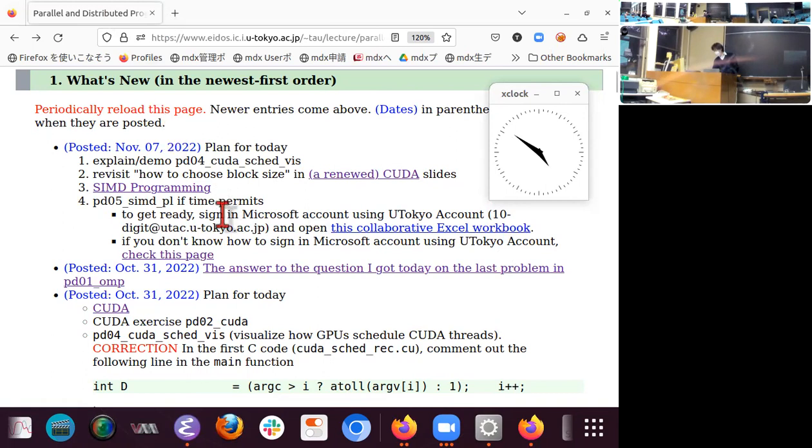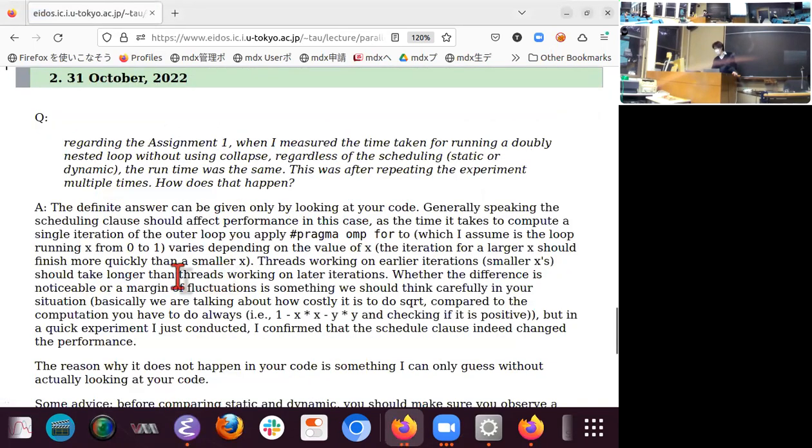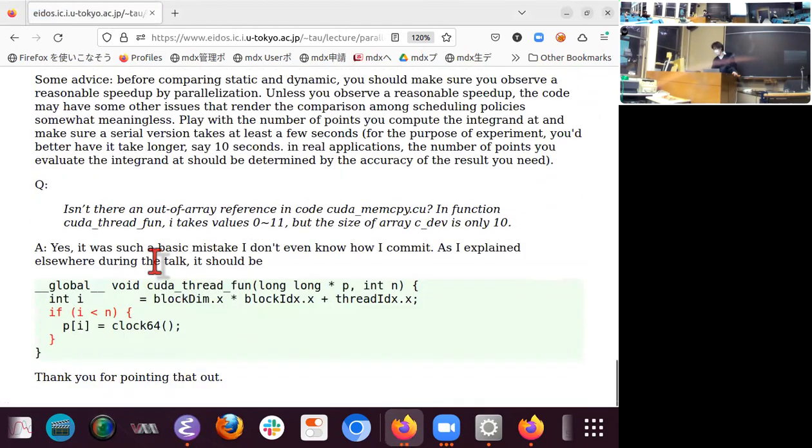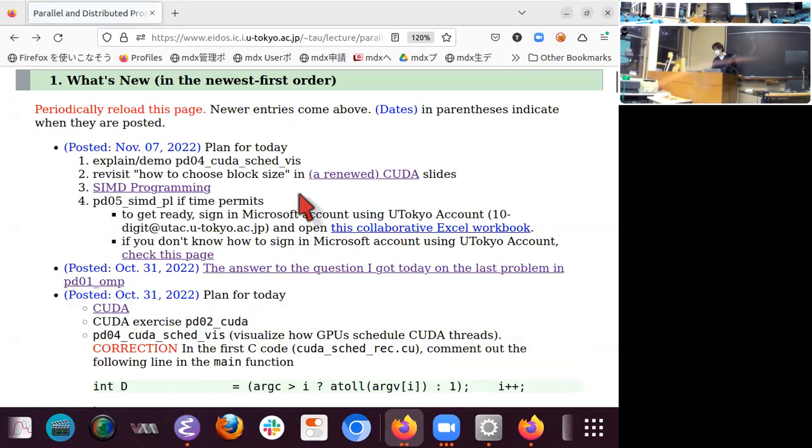Before we start, I got a couple of questions in the last week, and I put some answers to those questions. An especially important one is that Kawahara-kun pointed out there was a typo or mistake in the notebook I was distributing. So just check this, it's a very basic and stupid mistake. Check the answers to the questions from last week.